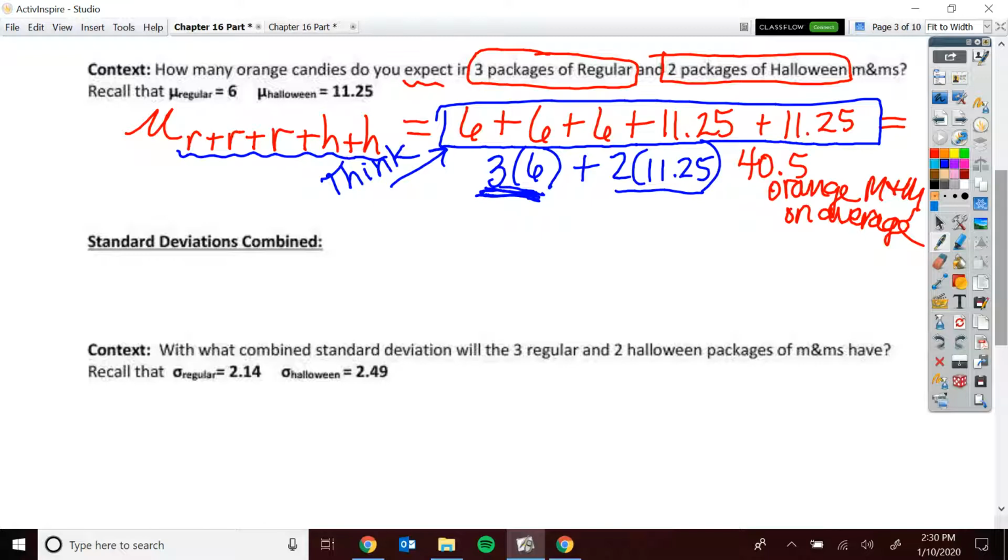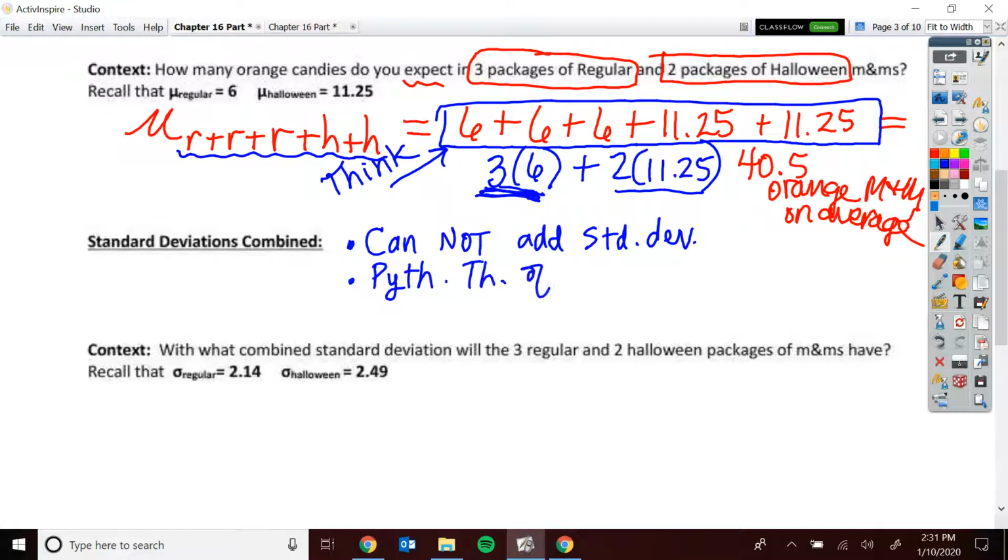Because if I want to combine standard deviations, tell me, can we just add the standard deviations like normal? No, we cannot. We cannot add the standard deviations together. We have to do what with them? We go through what I coined as the Pythagorean theorem of statistics, where we add those variances. So we add their standard deviations squared and then take the square root of it.